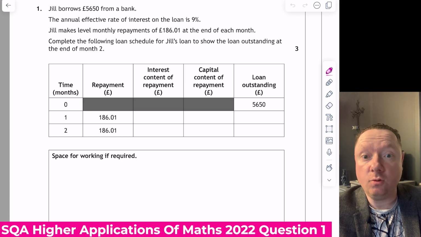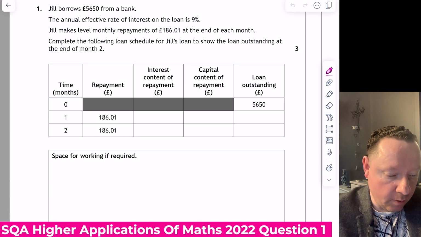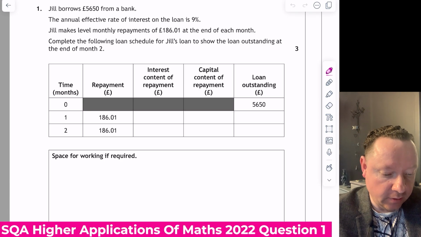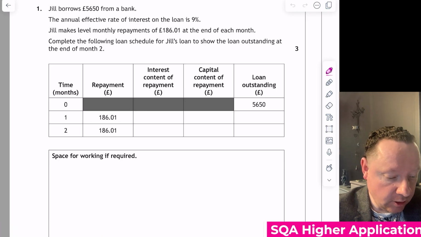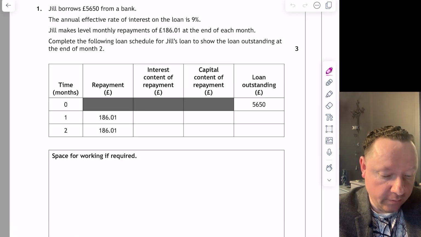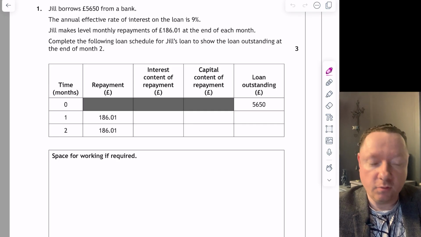Esquire Higher Applications of Maths 2022 question 1. Jill borrows $56.50 from a bank. Annual effective interest rate is 9%. Jill makes 11 monthly repayments of $186.01 at the end of the month. Complete the loan schedule for Jill's loan to show the loan outstanding at the end of month 2.